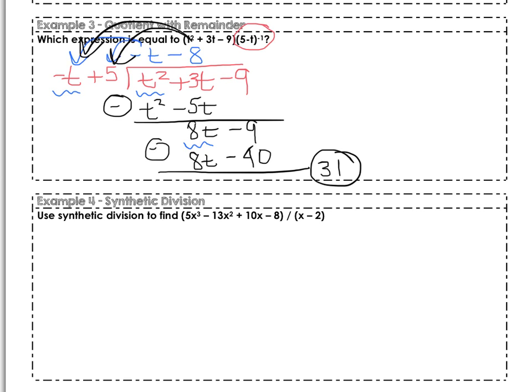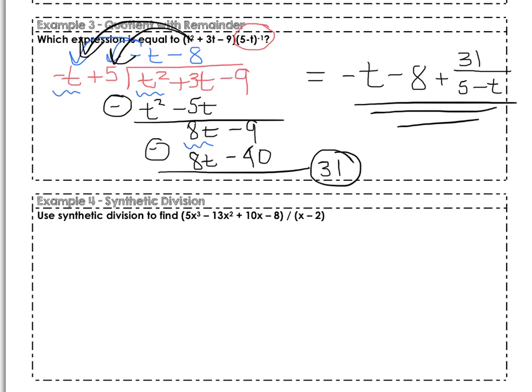So when we divided this expression, our final answer is we take our quotient and we are going to write an expression where our remainder is going to be placed over our divisor. Okay, so we can just write it 5 minus t here. This is actually going to be my final answer.